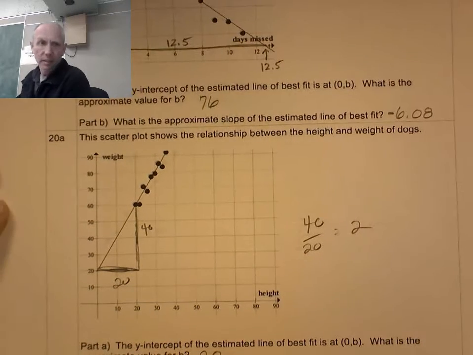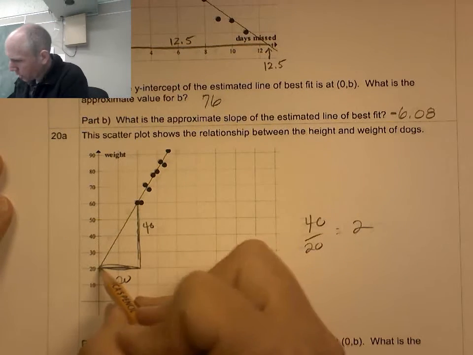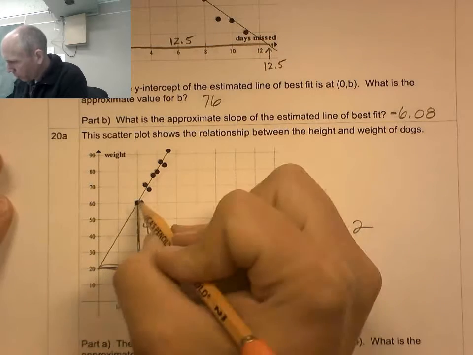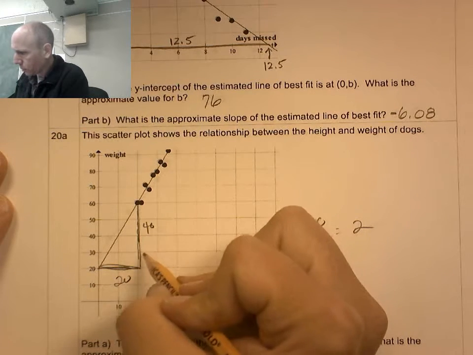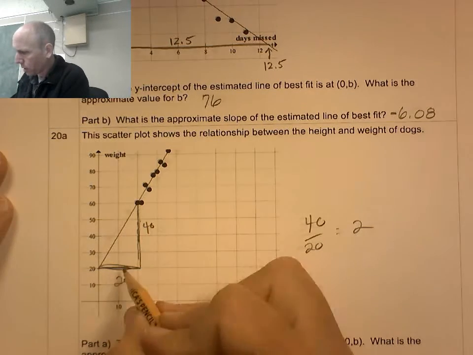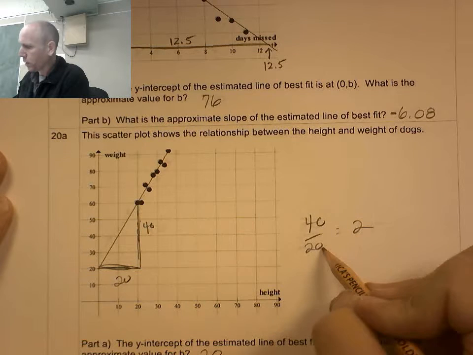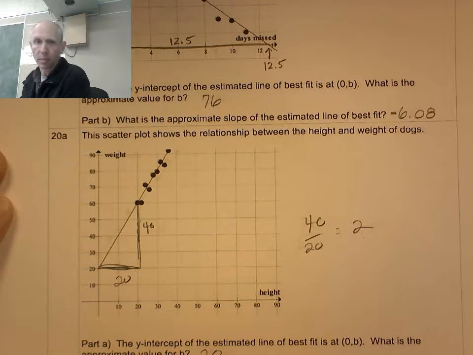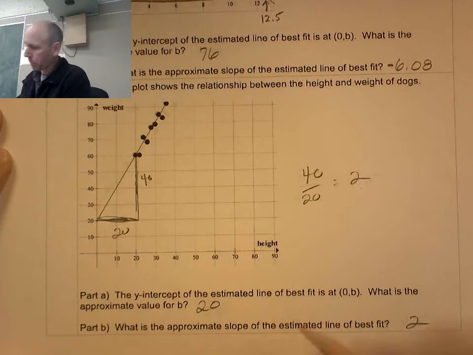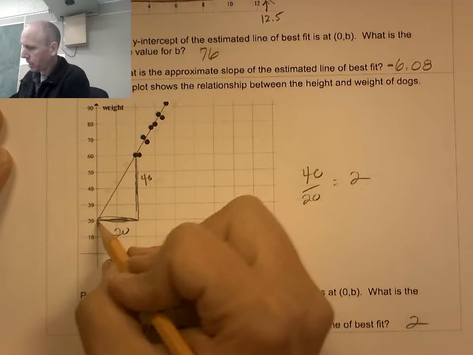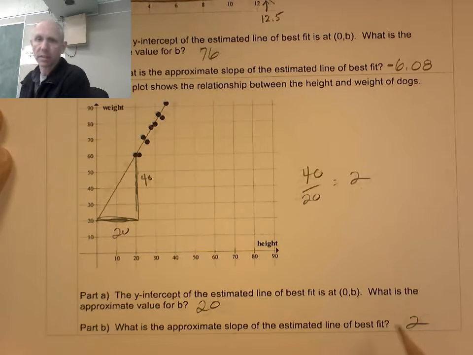Same idea. Looks like the intercept is at about 20 right there. I found a good point and drew in a slope triangle. It's got a rise of 10, 20, 30, 40, a run of 10, 20. 40 over 20 is 2. There's my slope. 20 is my intercept. 2 is my slope.